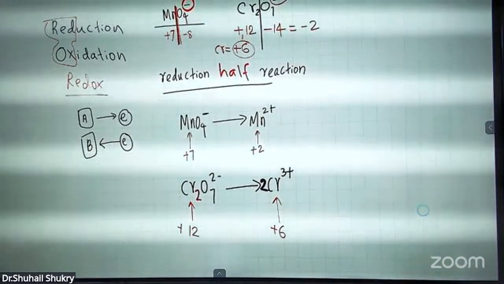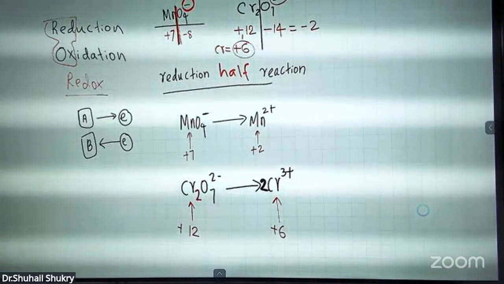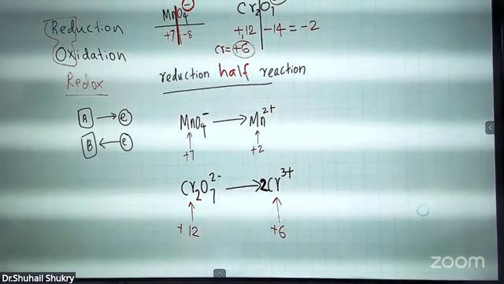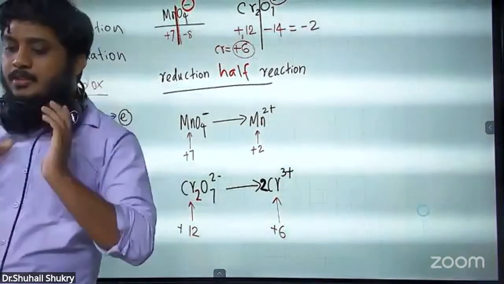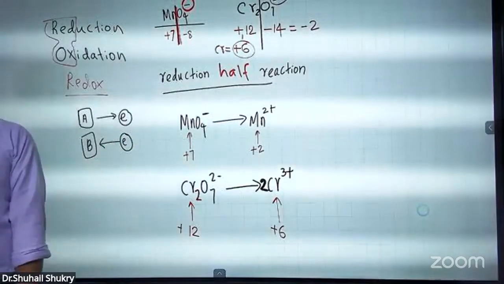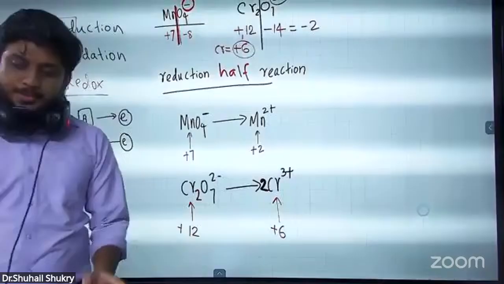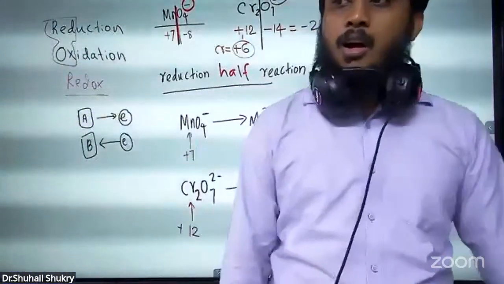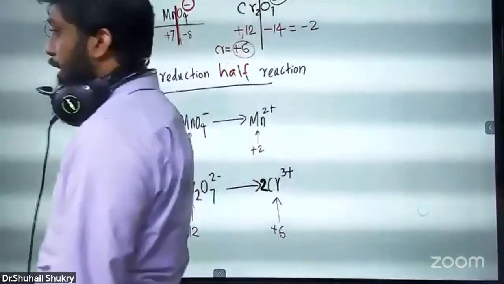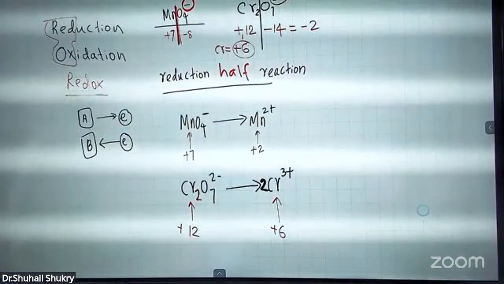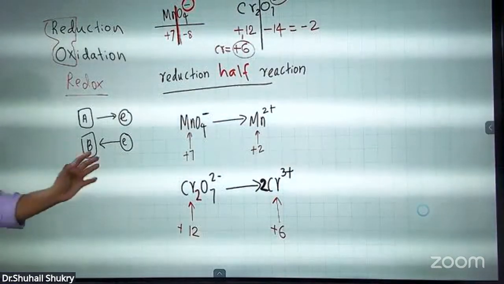Now, are these things okay? MnO4 is going to Mn2 plus. So using this also we can see this is a reduction half reaction. Okay, without checking the oxidation numbers, how to check whether it's a reduction reaction? Now still I am speaking about the reduction reaction. You have to remember this, guys.